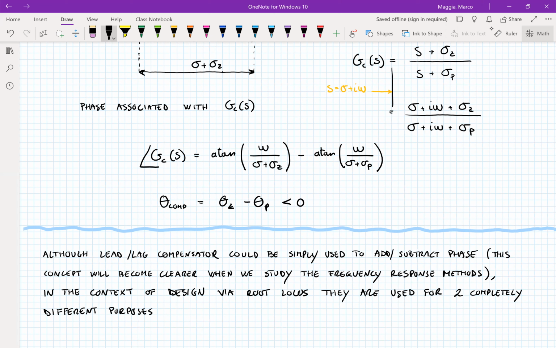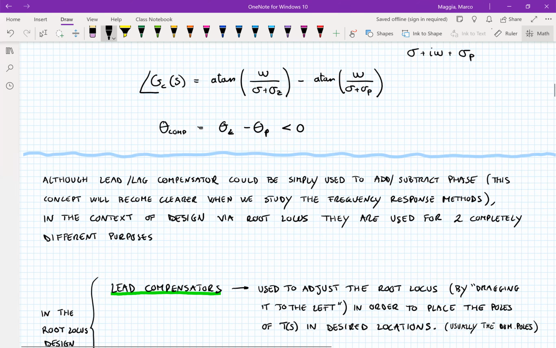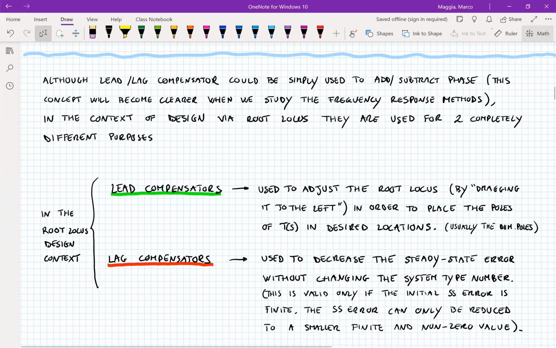used later on. We're going to see it most likely at the end of week 8 or at the beginning of week 9. But for now, we're going to design such compensators using the root locus. And in the root locus context, these two compensators are used for completely different purposes. So we don't really care about the phase. But in fact, what we care about is the following.